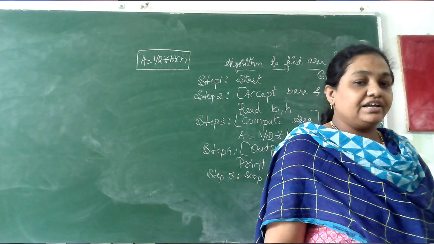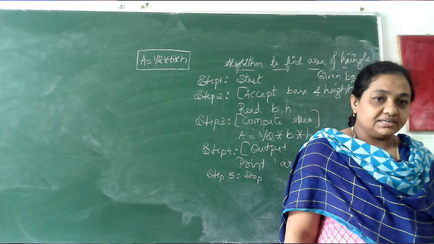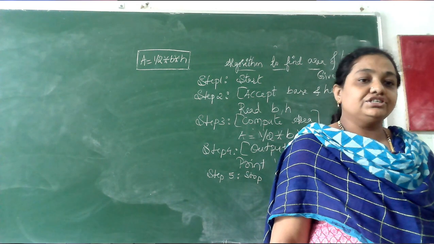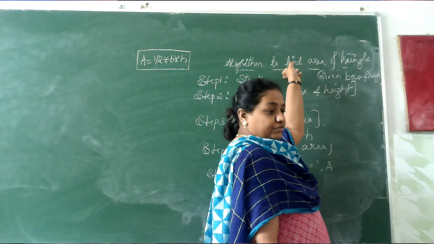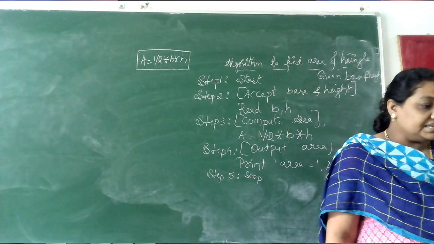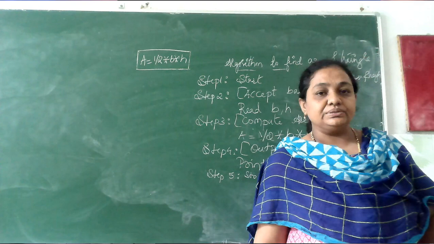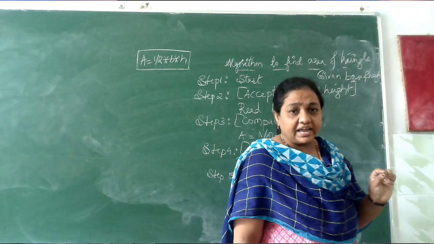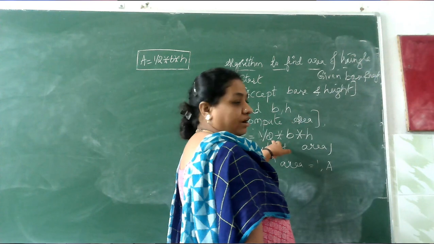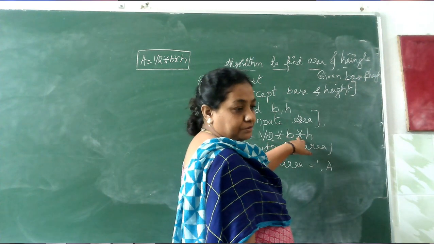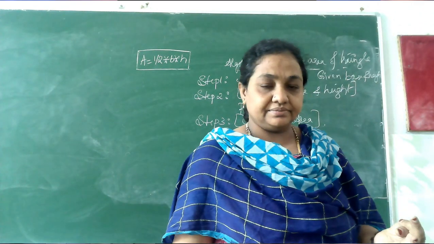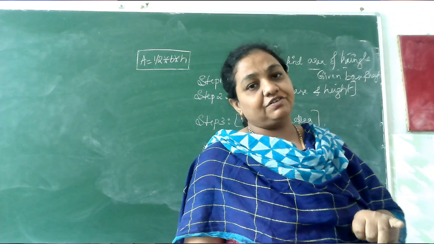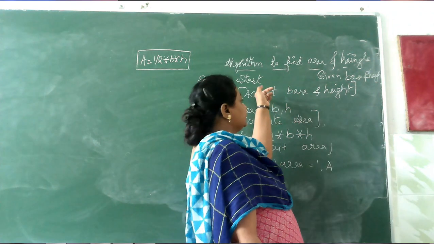So after computing area, now we will print area. The calculated value is in A, so we will print area is equal to A. Then stop, so we end the process. So this is the algorithm to find area of triangle given base and height. When base and height is given, we can calculate the area.